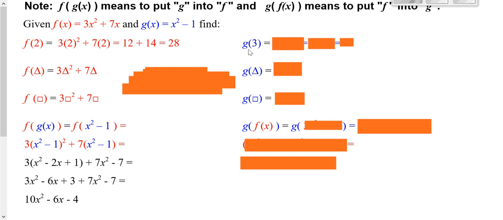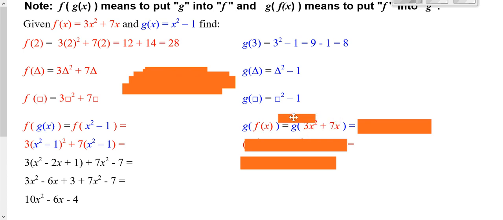Over here to review, suppose you had g of 3, you go to function g, which just says input squared minus 1. So our input's 3, so 3 squared minus 1, which we know is 8. So g of triangle is input squared minus 1. G of box is box squared minus 1. So g of f of x would be g of what f is, which is this.